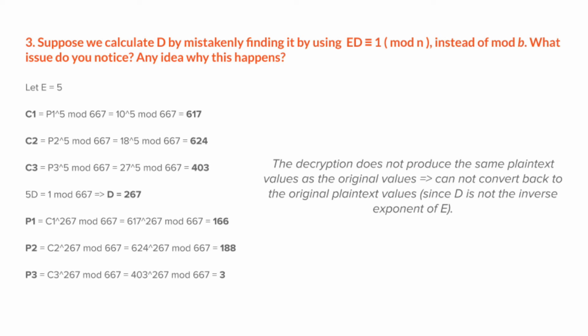So when we're doing ED is equal to 1 mod N instead of mod B to calculate D, this is not a valid inverse function for GCD of E comma D is equal to 1. And that's why the value that we're calculating for D is actually something completely different and not related to what we're trying to do in this algorithm. And this is why, since D is not the inverse exponent of E, we end up getting incorrect values for our plain text results when we try to decrypt this.